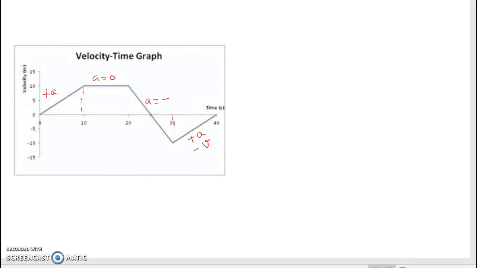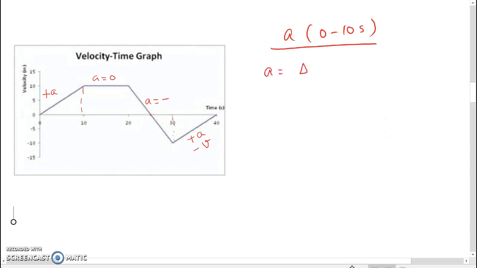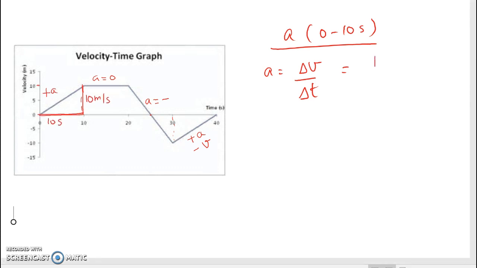Okay. So if I wanted to calculate the acceleration in the first 10 seconds, we know that acceleration is the slope, which is change in velocity over time. If we look at the slope of this line, the velocity changes from 0 to 10, so it is going to be 10 meters per second change in velocity. And the time interval itself is 10 seconds. So this is 10 meters per second divided by 10 seconds, which is 1 meter per second squared.